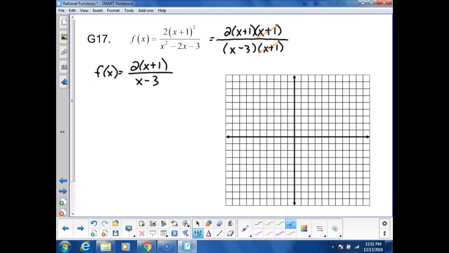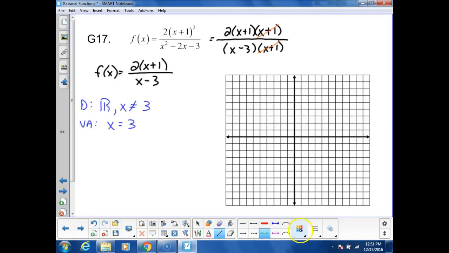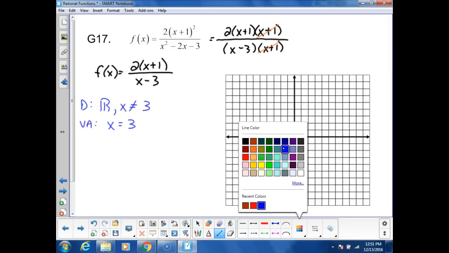So my domain is all real numbers. x cannot equal -3. How about positive 3? Yes, 3 too.